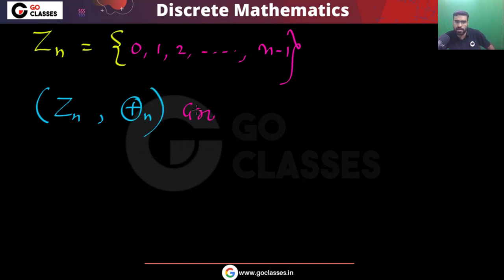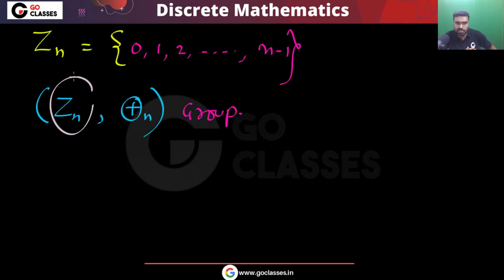This is an abelian group. We have already seen the complete analysis of this group in the previous lectures. Remember, Zn means 0 to n minus 1. This is the set of possible remainders when you divide any integer by n. So I can say this is your Zn.